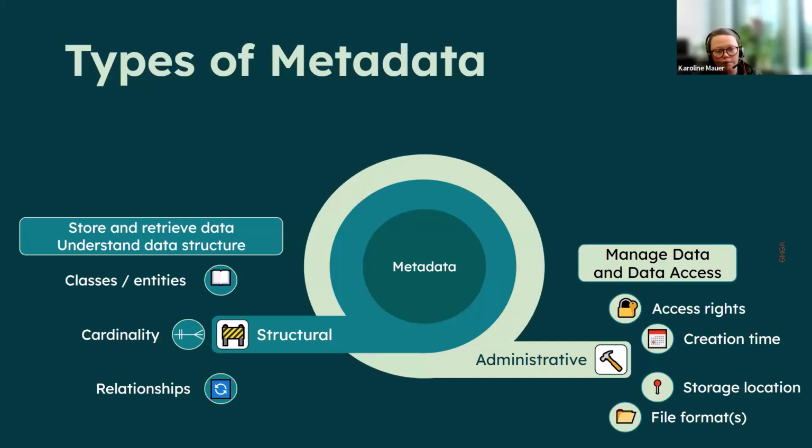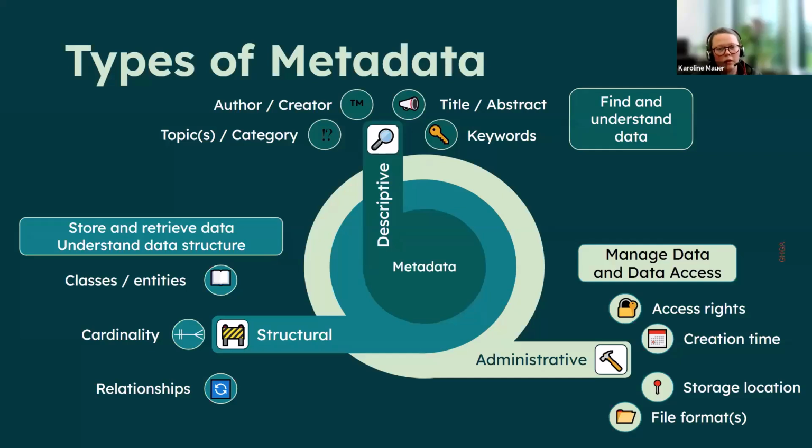And the third part is the descriptive metadata. I think this is the type of metadata that most researchers actually deal with. Here we have information about author and creator of data and metadata items. We have title or abstract, topics or categories that are covered by the data, and we have keywords. So if you have a clinical study, for example, what is noted down as keywords would be the clinical metadata. So for example, disease types, measurements, and so on. And this metadata type is necessary to find and understand data.